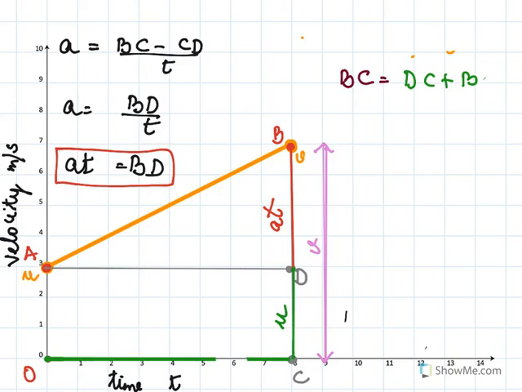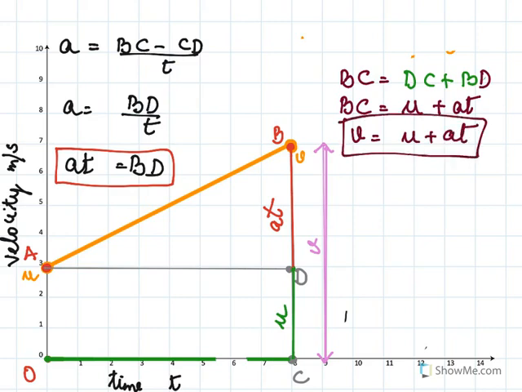So we have now BC, and we know our DC is U, and our BD we have found is AT, and BC we know is V. So V equal to U plus AT. That is our first equation. V equal to U plus AT.